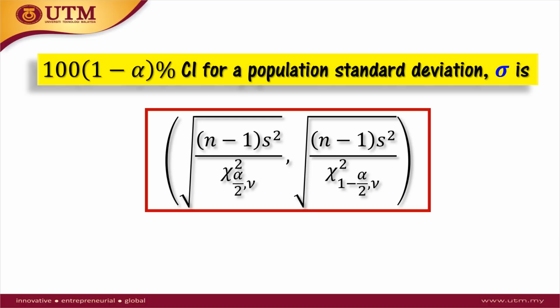Here, the 100 times 1 minus alpha % confidence interval for a population standard deviation sigma is given by this expression. The lower limit is the square root of n minus 1 times s squared divided by chi squared alpha over 2 nu, and the upper limit is the square root of n minus 1 times s squared divided by chi squared 1 minus alpha over 2 nu.